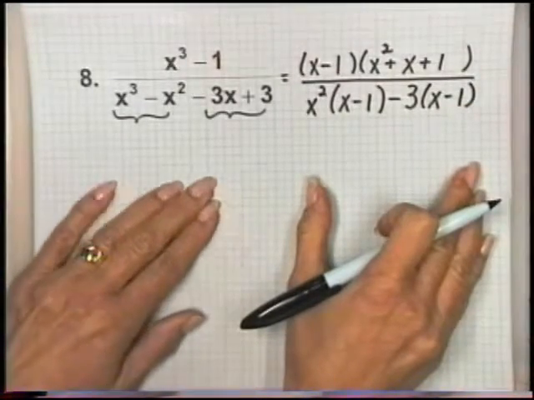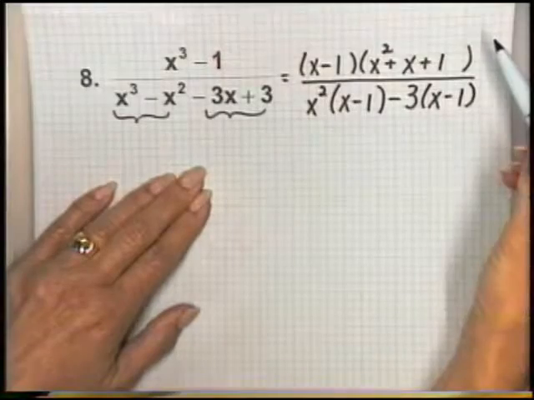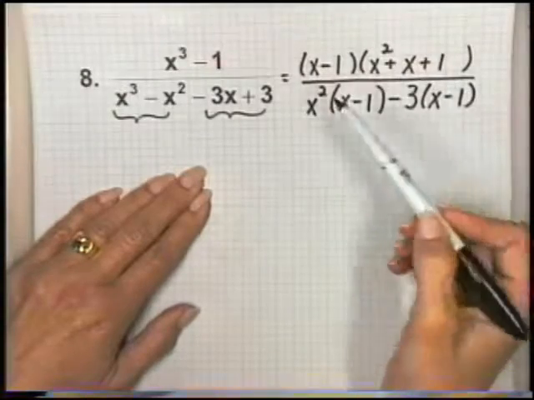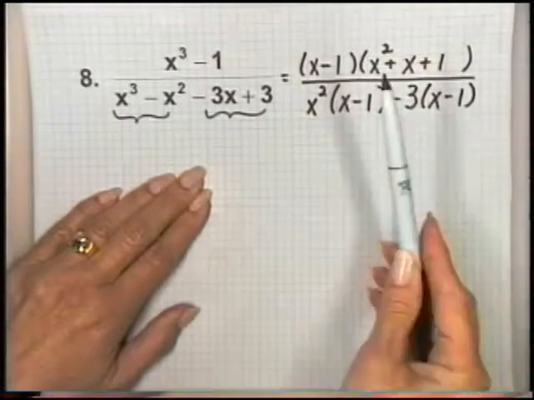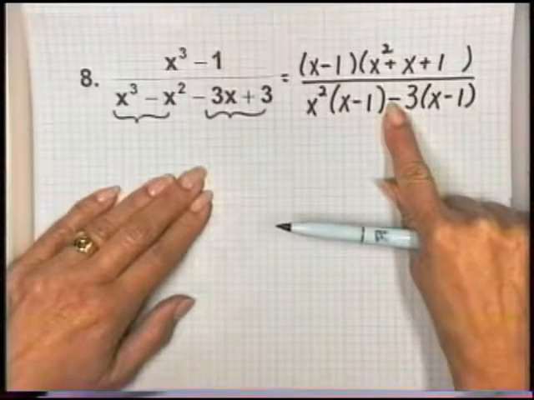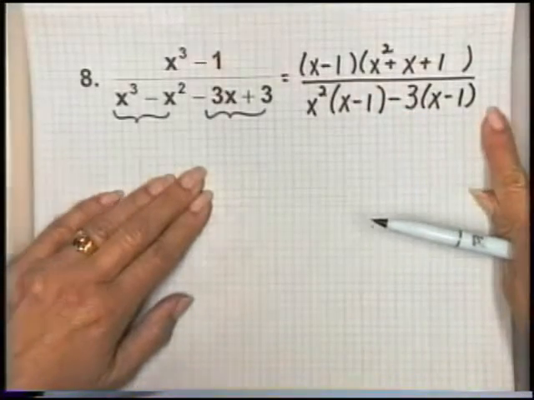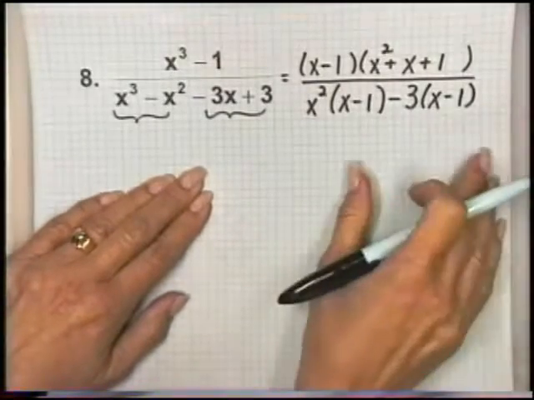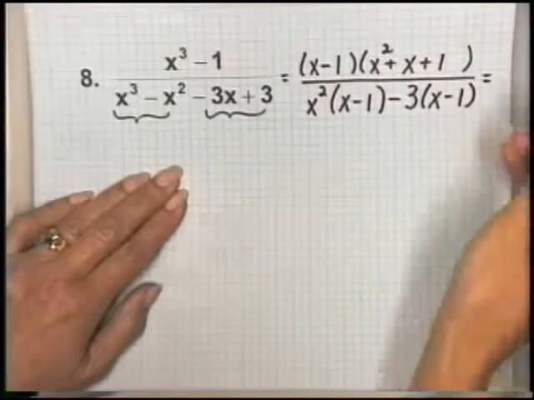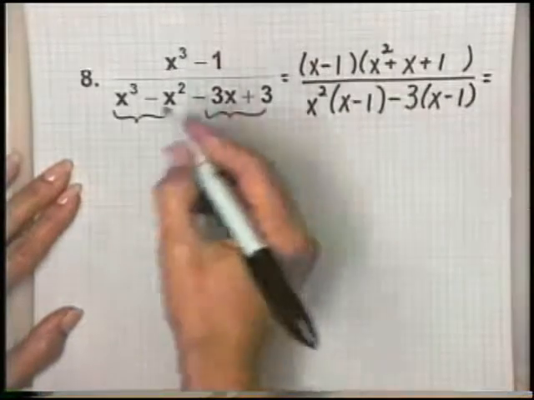Now I want you to be careful here. My numerator consists of 2 factors, x minus 1 and x squared plus x plus 1. My denominator still consists of 2 terms. X squared times x minus 1 is my first term, and then I have my subtraction sign. And remember that addition and subtraction signs separate terms. So this is a term, and then I have my second term, 3 times x minus 1. I cannot divide out common factors until both my numerator and denominator are in factored form.